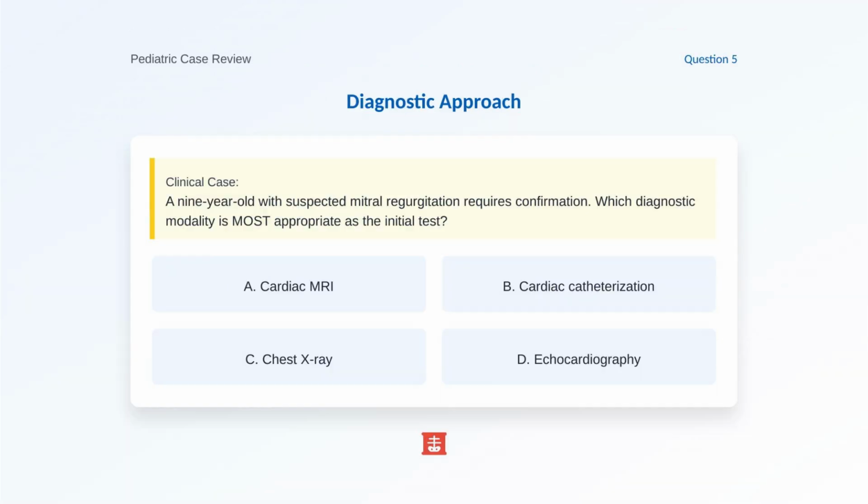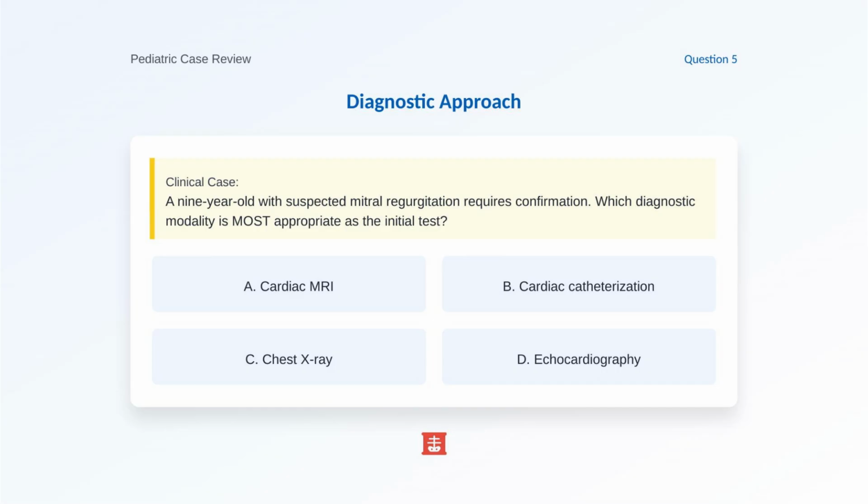Question number 5 addresses the diagnostic approach to mitral regurgitation in pediatric patients. The clinical scenario describes a 9-year-old child with suspected mitral regurgitation who requires diagnostic confirmation. The question asks which diagnostic modality would be most appropriate as the initial test.